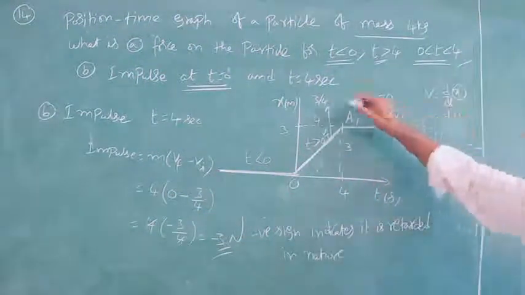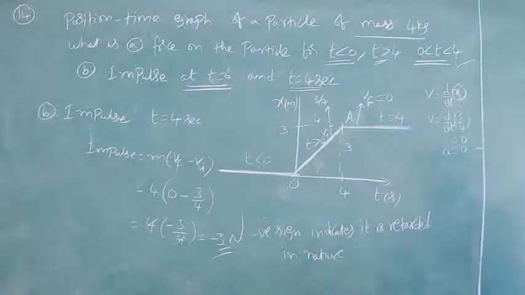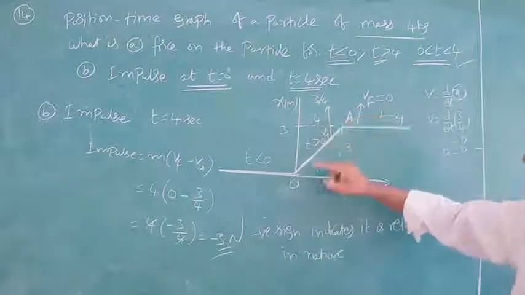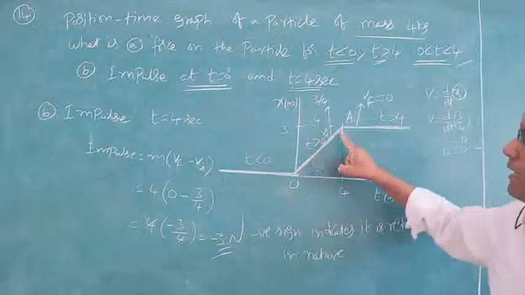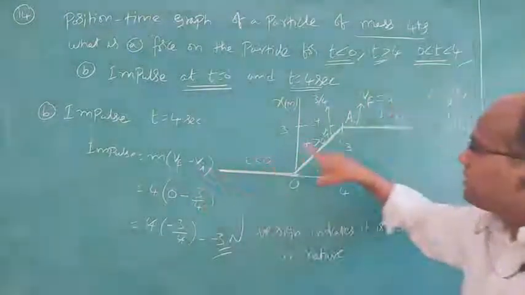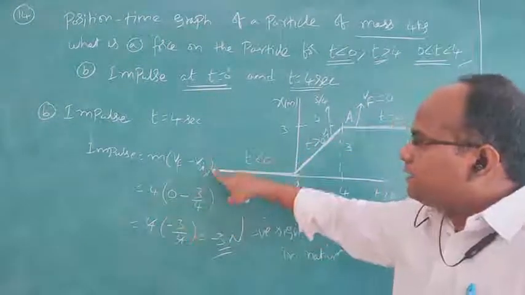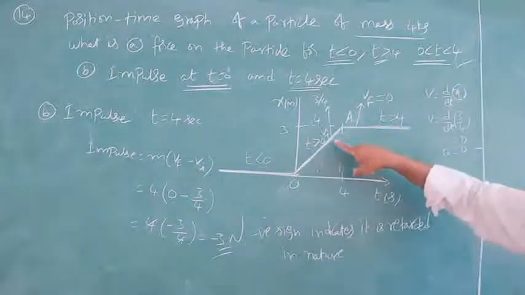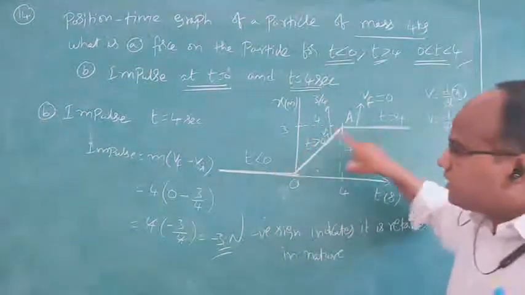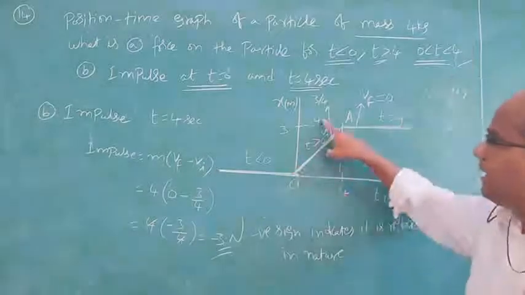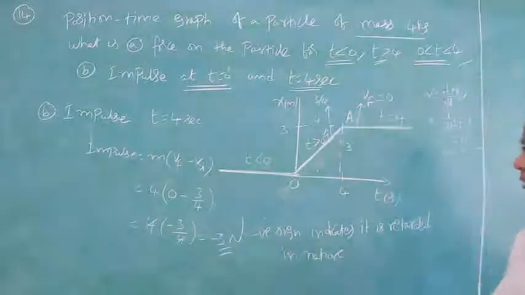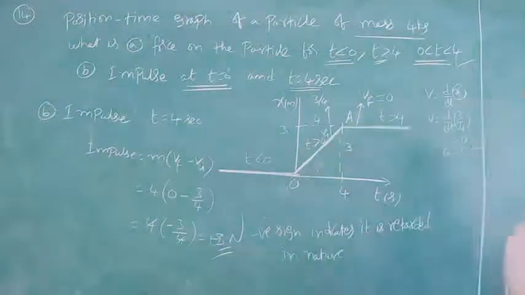Next, in the same way, they are asking at t is equal to 4 seconds. That means up to here, 4 seconds. Previously it was initial velocity and final velocity, but now it is this initial velocity and this final velocity. So vf minus vi: the initial velocity is 3 by 4, and the final velocity is 0, because the slope is constant. By cancellation we get minus 3 newtons. The negative sign means it is retarded in nature.